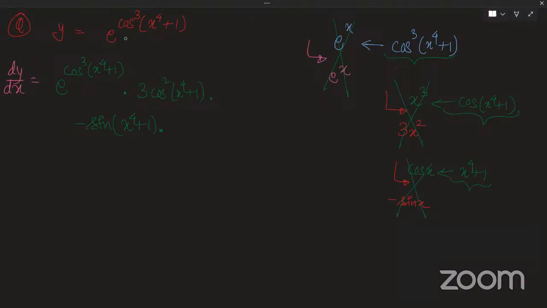Is there any need to draw a flowchart of this thing, x raised to 4 plus 1? No, there is no need for a flowchart, sir, because it is directly a polynomial. Right?